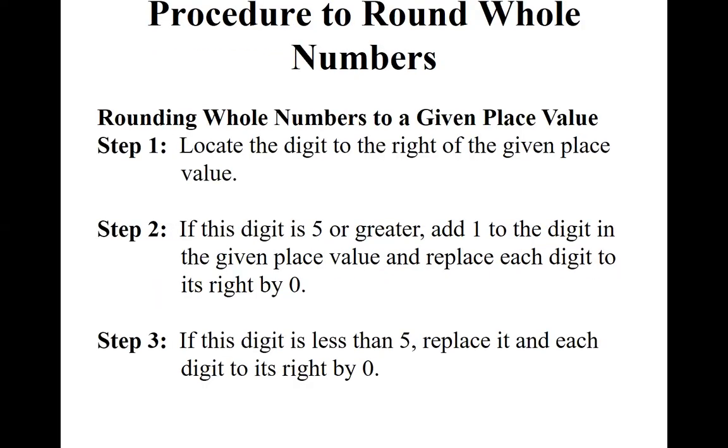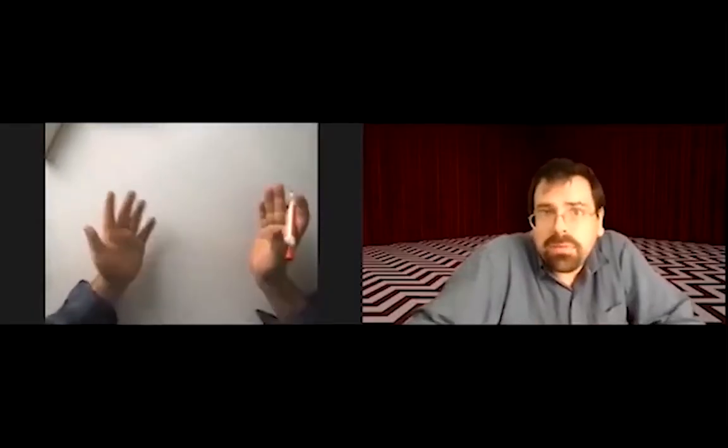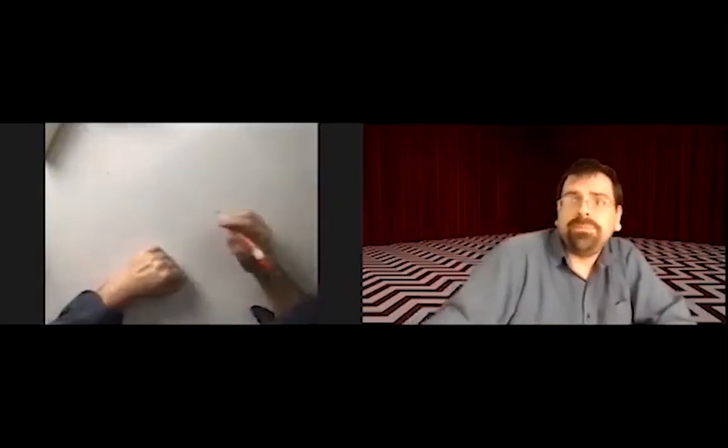In general, the procedure to round whole numbers to a given place value. Step 1, locate the digit to the right of the given place value. If this digit is 5 or greater, add 1 to the given place value and replace each digit to its right by 0. If it's less than 5, replace it and each digit to its right by 0. No adding 1 to the given place value. And rounding's not bad at all. You probably already know how to do it, but we're going to go over it anyway.